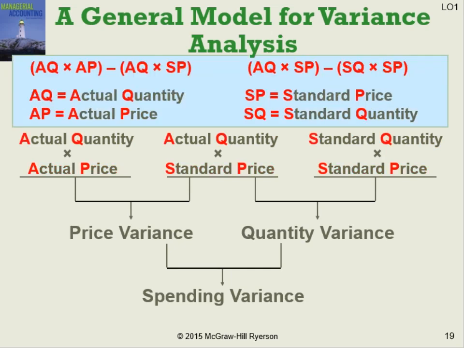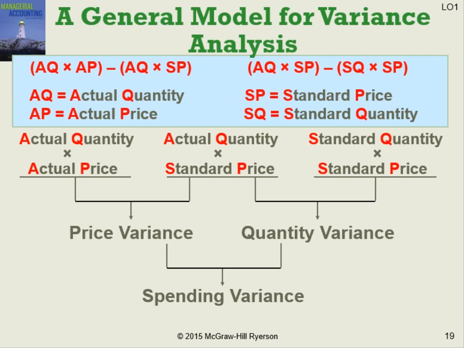So we often summarize the effect of these measures with acronyms. AQ stands for actual quantity, AP actual price, SP standard price, SQ standard quantity, and of course we substitute hours in for the labor amounts and rates instead of prices. But in general, the formulaic approach is as shown above.